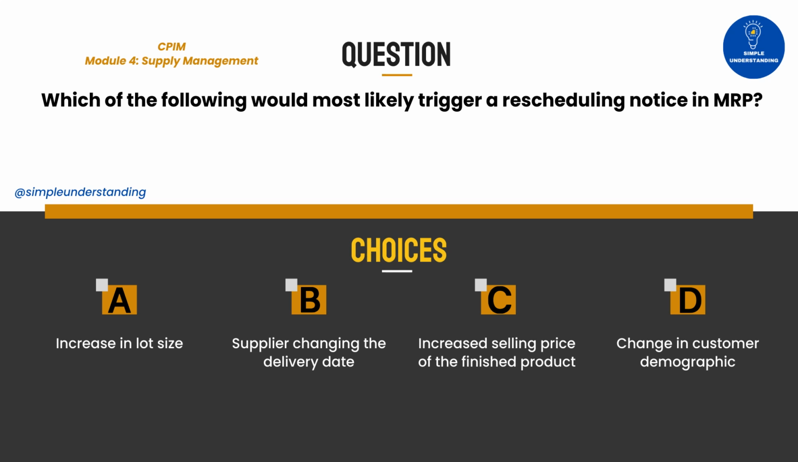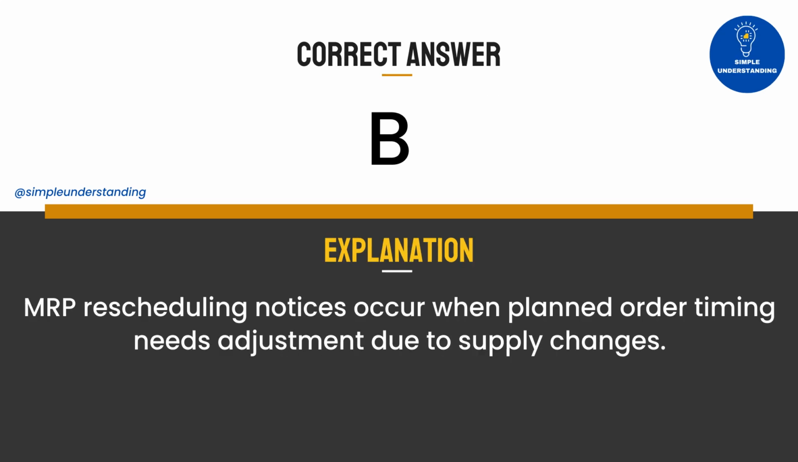Question 8. Which of the following would most likely trigger a rescheduling notice in MRP? A. Increase in lot size. B. Supplier changing the delivery date. C. Increased selling price of the finished product. D. Change in customer demographic. Correct answer: B. Explanation: MRP rescheduling notices occur when planned order timing needs adjustment due to supply changes.